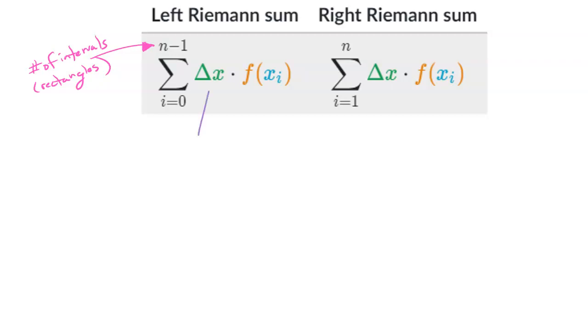Delta x is the width of each rectangle. And obviously it's the same in both formulas. I just figured I'd write it on the left one. The width of each rectangle, and here's a formula if you like formulas: b minus a divided by n. So b minus a tells you how wide your piece is, divided by n, how many rectangles you want.